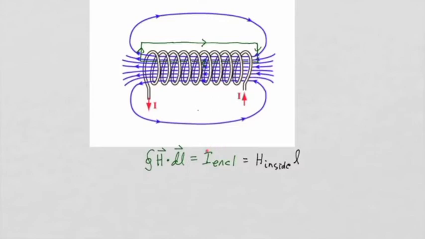So now we have to determine the current enclosed by our path. So that will be the current going through this area right here defined by our path of integration.